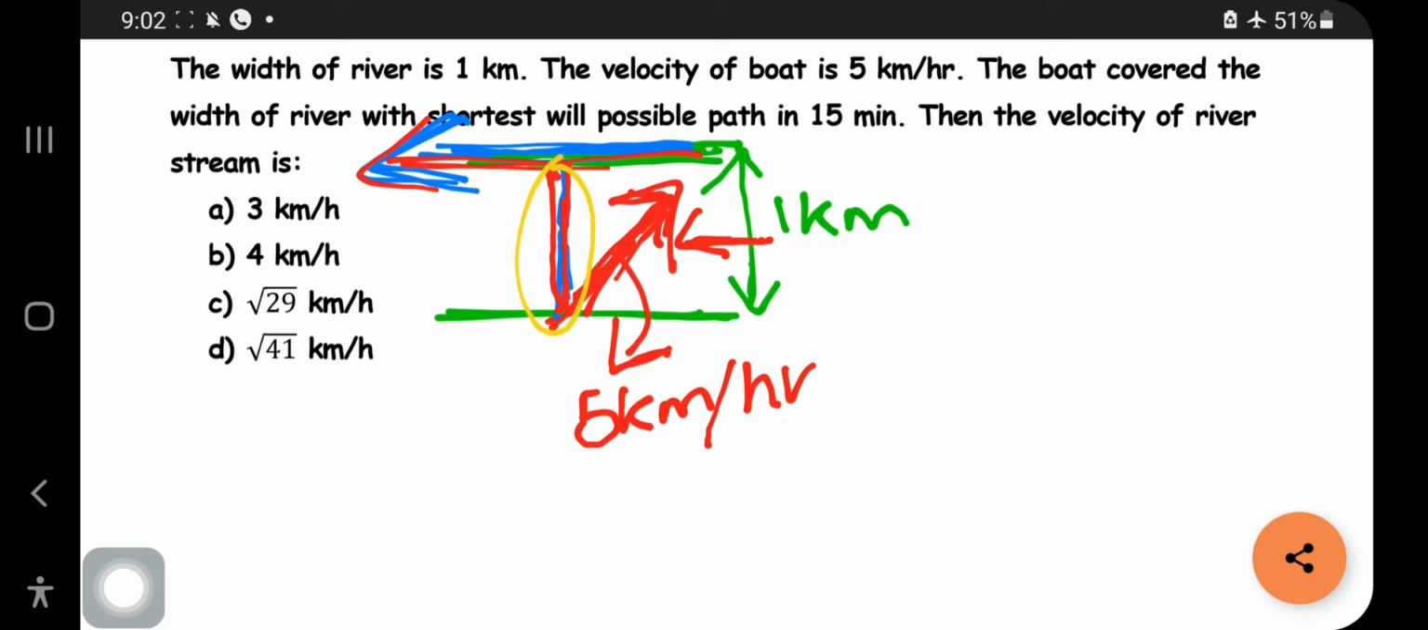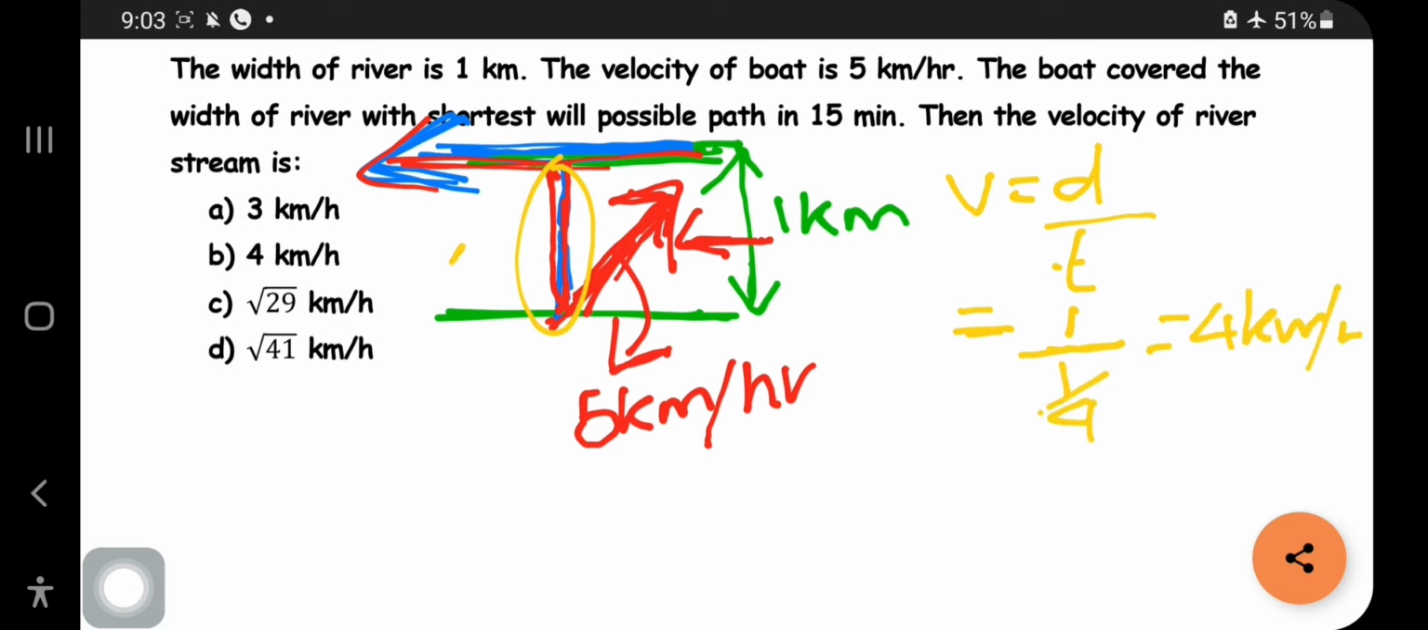So what is this distance? V is equal to distance by time. Distance is 1 kilometer. Time is 1 by 4 hour, that is 15 minutes. It is 4 km per hour. So this is 4 km per hour.